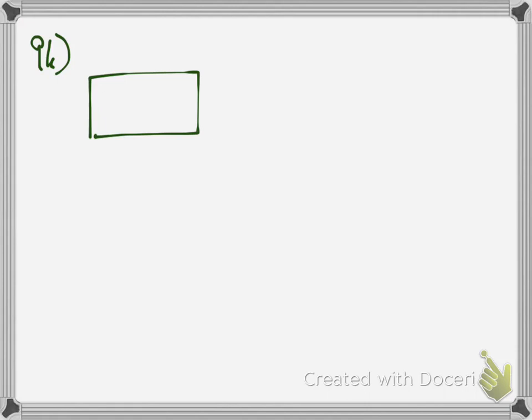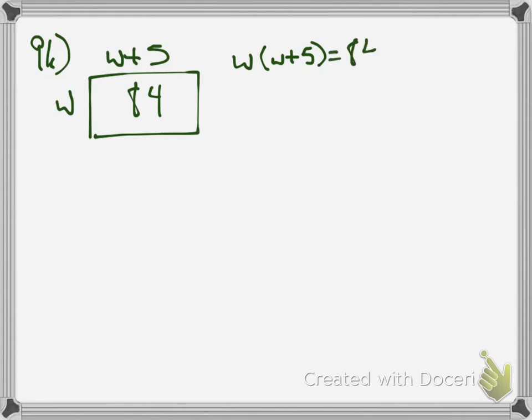Alright, so for problem 96, you need to go ahead and visualize. So, okay, here's a rectangle, there's a width, and the length is 5 centimeters longer than the width. So, add 5 to the width, and you get the length. And they tell you the area is 84. Now, can you come up with an equation that goes with that? Well, keep in mind, for area, you multiply. So you're saying W times W plus 5, and that equals the area of 84.